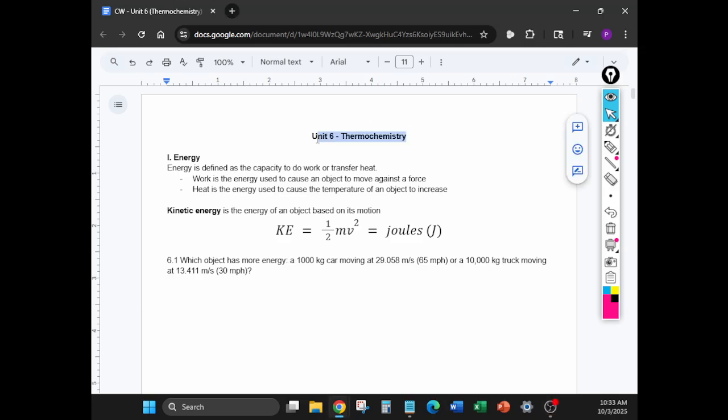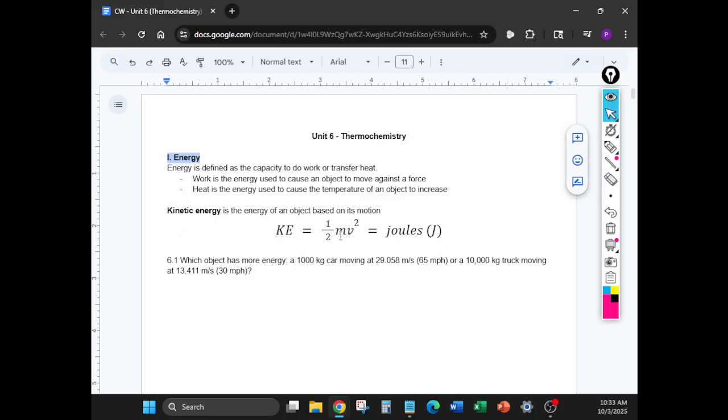All right, so Thermochem is pretty much a unit about energy. Energy is defined as the capacity to do work or transfer heat. In terms of AP Chem, you can think of it pretty much exclusively as heat. We don't talk too much about the work. I'll talk about it a little bit right now, but most of the energy stuff we talk about is going to be talking about heat.